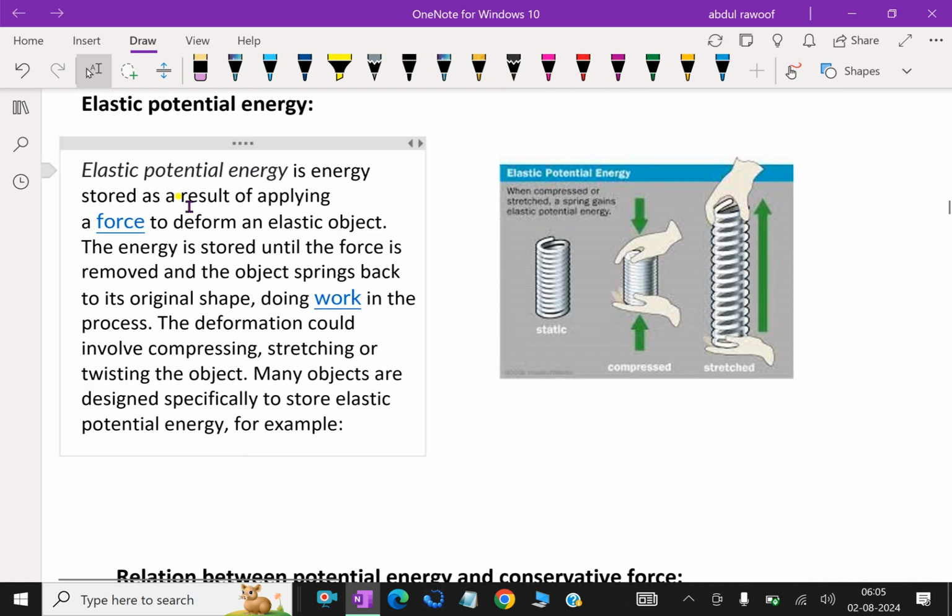Elastic potential energy. Elastic potential energy is energy stored as a result of applying a force to deform an elastic object, for example, a spring. The energy is stored until the force is removed and the object springs back to its original shape. Here, this is a static spring, normal without load. Here it is compressed, a compressed load. If you release the hand, it comes up with force. Then a stretched spring, if you release your hand, it goes down forcefully. So it is elastic potential energy.